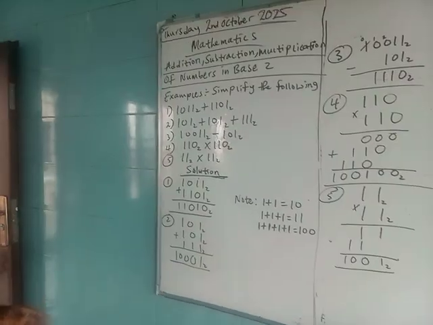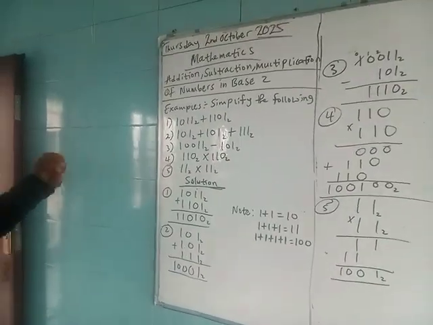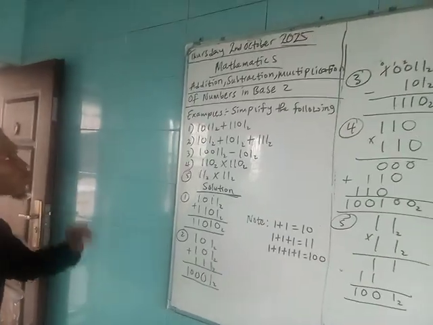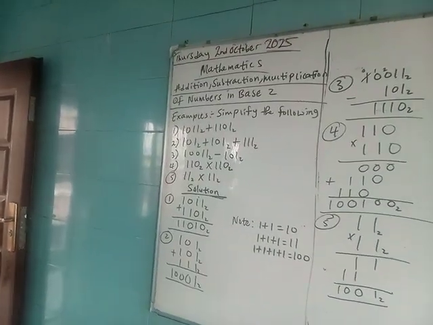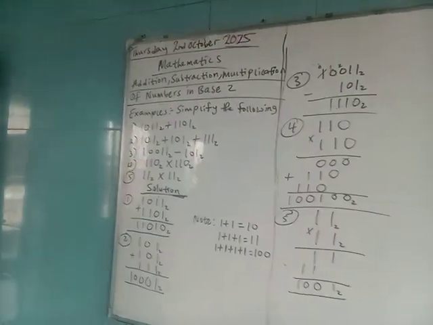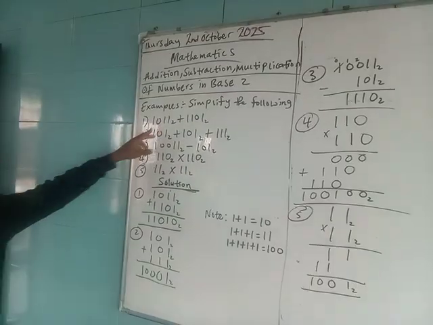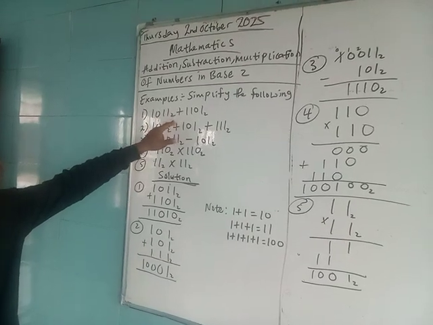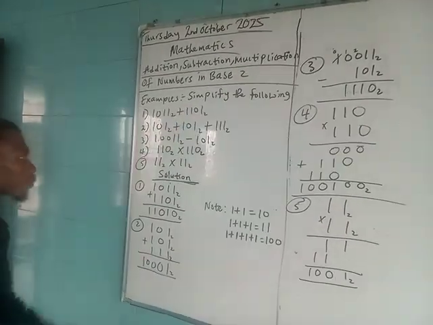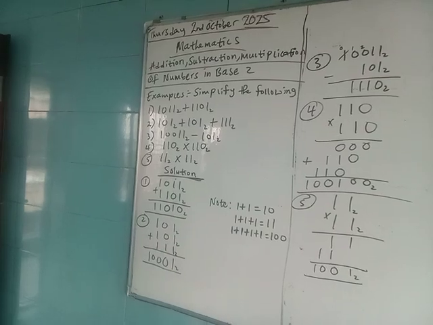In this video, I'm going to talk about addition, subtraction, and multiplication of numbers in base 2. What we have here are examples to simplify. The first is 1011 base 2 plus 1001 base 2. So how do we solve this problem?